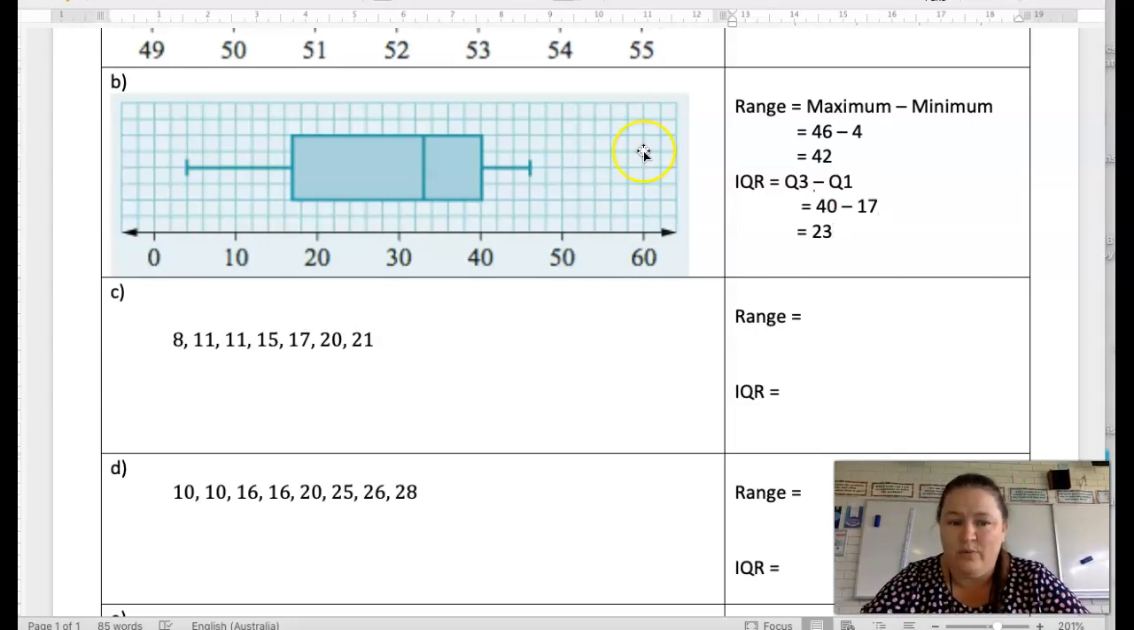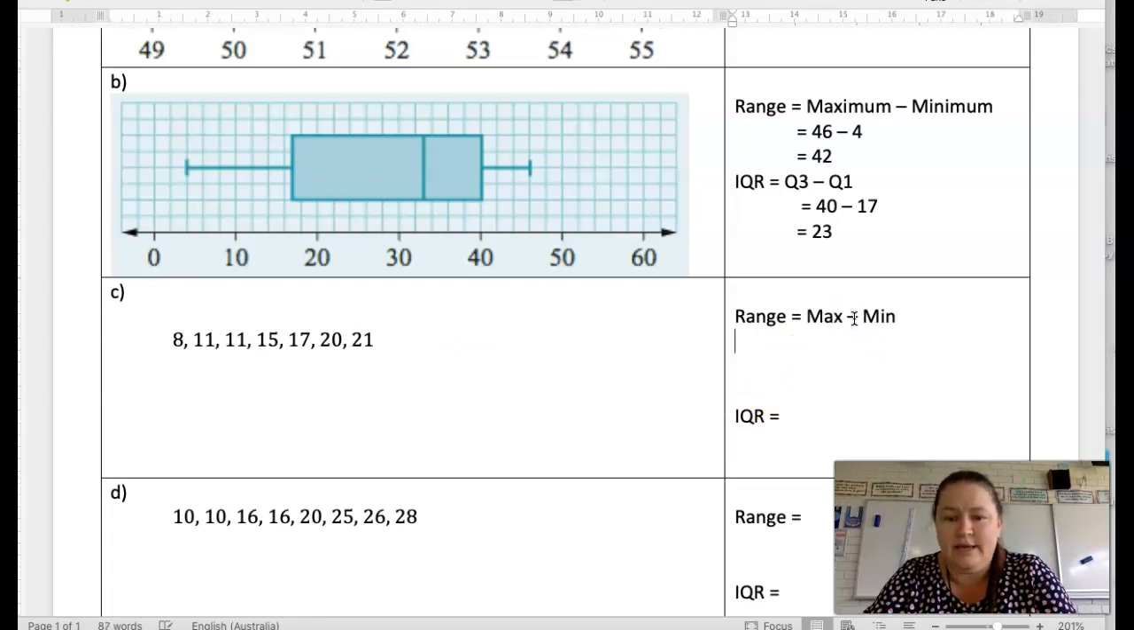Now, unfortunately, if we've got the data, we need to find all our values first. Max and min is pretty easy, so let's do that. In this case, that is 21, take 8. Hopefully you've realized that I've already ordered this data from smallest to largest, which always needs to be done whenever we're dealing with the statistics for box plots. 21 take 8 is going to be 13.